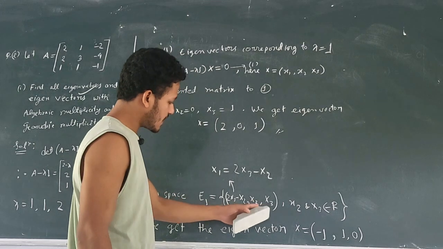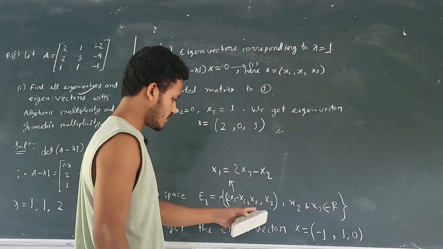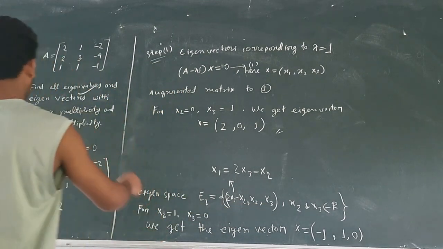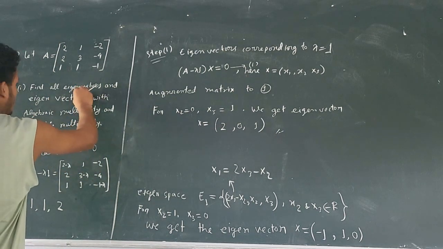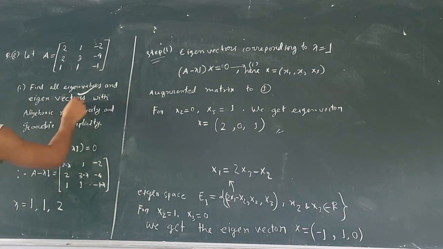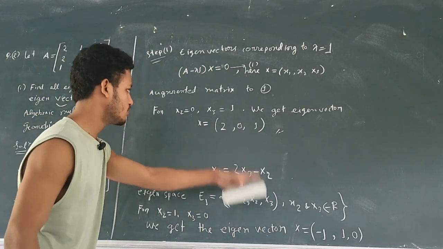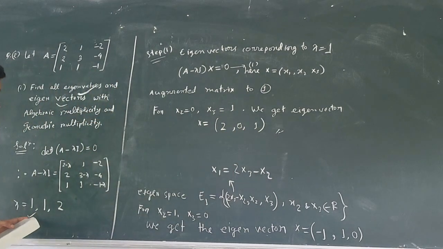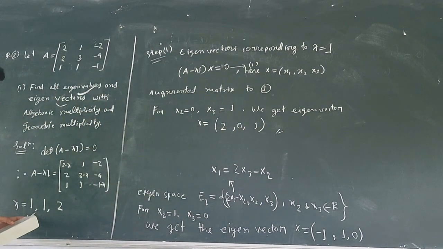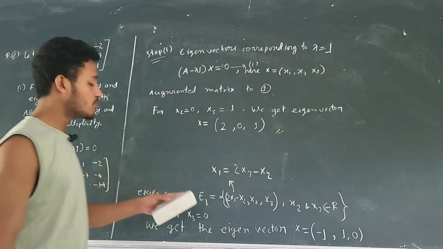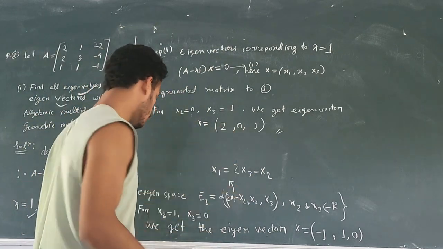And there are 2 free variables here. So we have found all the eigenvalues, and for lambda equal to 1 we have found the eigenvectors also. These 2 are the eigenvectors corresponding to lambda equal to 1. Now we have to find the eigenvectors corresponding to lambda equal to 2.